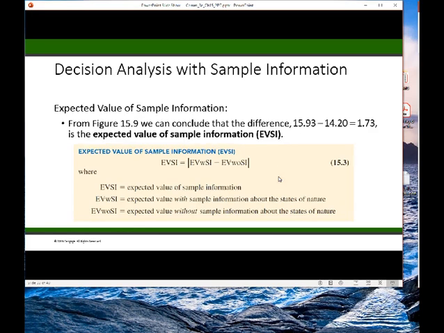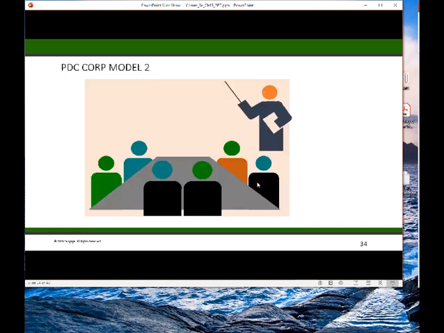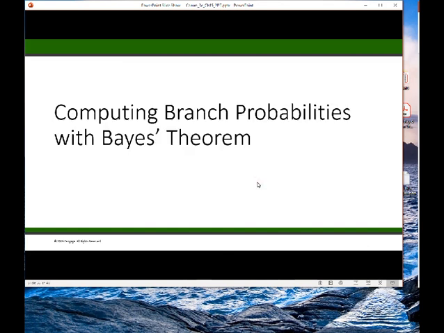And here is just a slide on how we determine the value of the marketing research. And it's again just taking the expected value for doing the marketing research and subtracting the expected value if you don't do the marketing research. And in this particular case, it turns out to be 1,730,000. That's the value of that report. And we looked at that already. Okay, let's press on here.